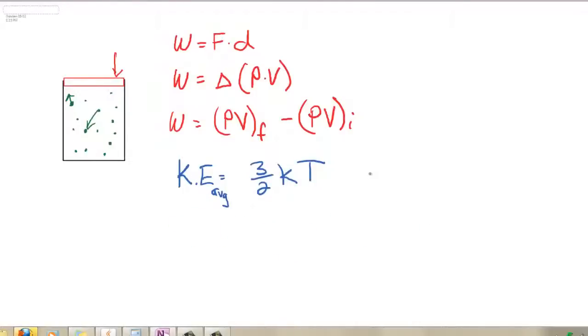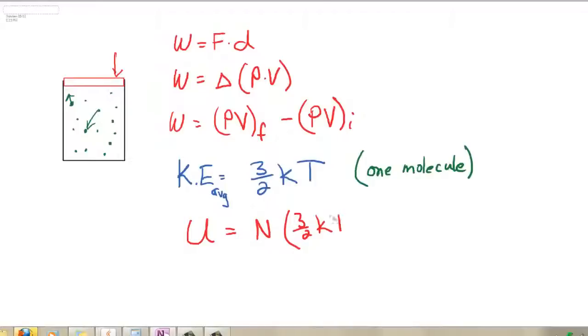Once again, this is the average kinetic energy per molecule. So really what it's telling you is the average energy for one molecule only inside that gas. So if we want to get the total energy, we would simply multiply this formula by N. So our total energy equation ends up looking like this. And we use the symbol U for the total internal energy of a gas. It'll just be N times 3/2 kT.